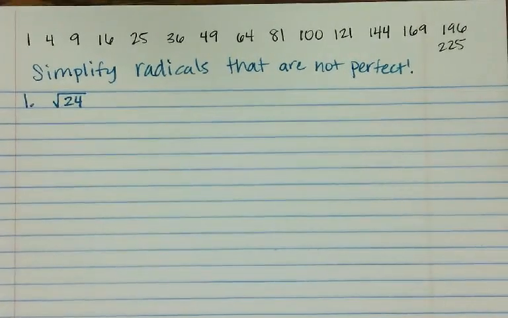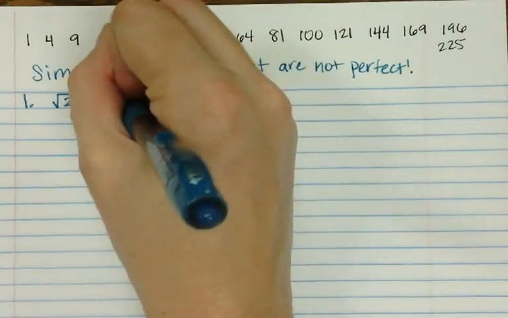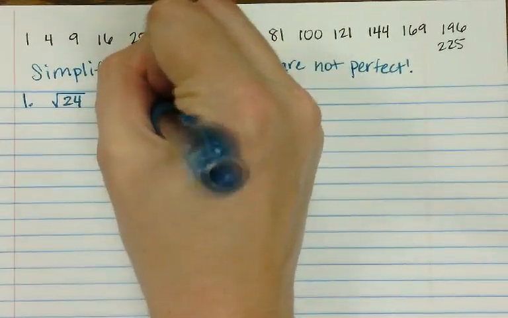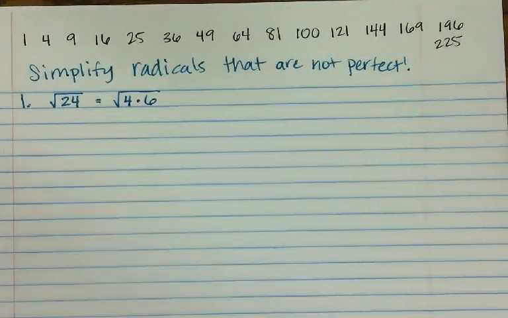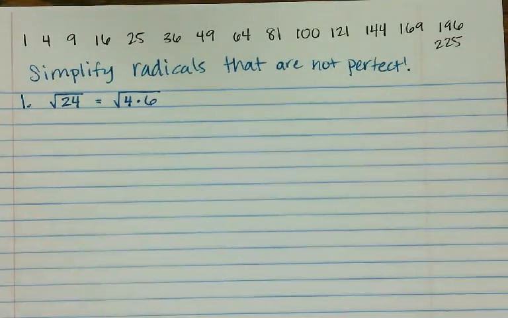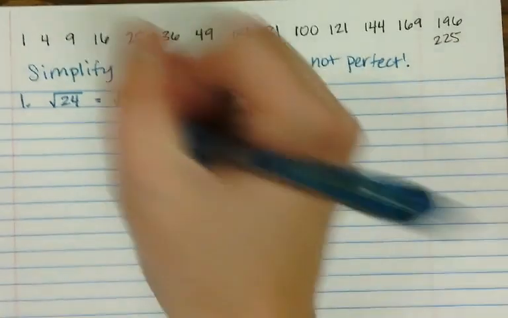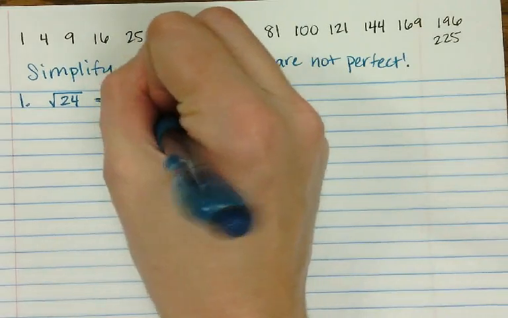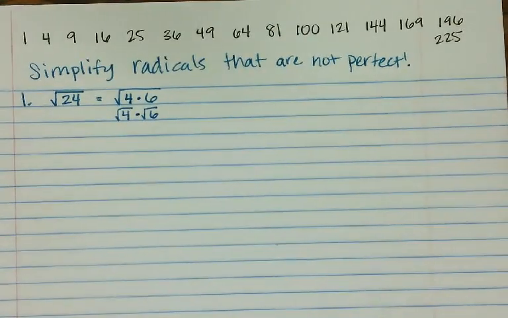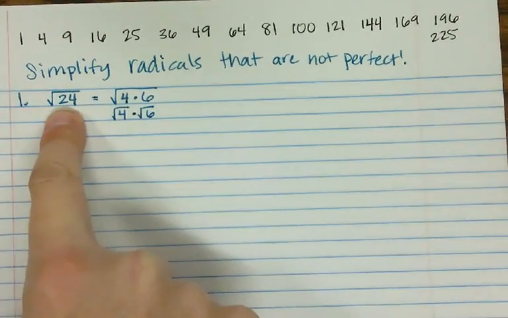So do any of these perfect squares multiply with something to give you 24? Yeah, 4 and what? 4 and 6. So one of those is a perfect square. I always put my perfect square first because I can rewrite that as radical 4 times radical 6. Because of my product property, I can separate those into the square root of 4 times the square root of 6. Do y'all feel comfortable with 4 times 6 being equal to 24?